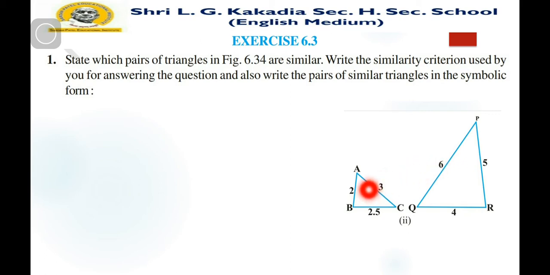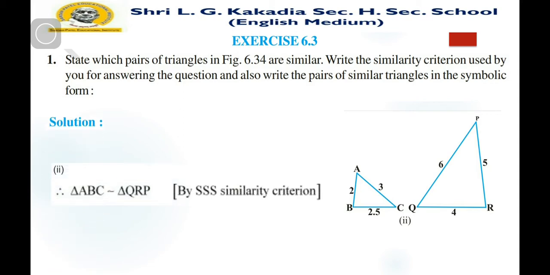So you can easily say that A corresponds to Q, B corresponds to R, and C corresponds to P. So by the SSS similarity rule, we can see that both the triangles are similar. Solution: A corresponds to Q, B corresponds to R, and C corresponds to P. So we can say triangle ABC is similar to triangle QRP, hence by the SSS similarity criterion.